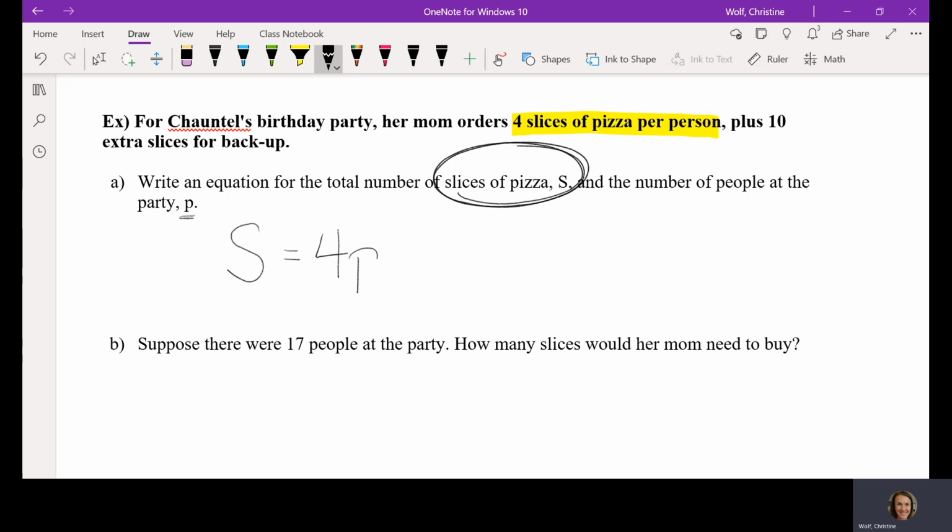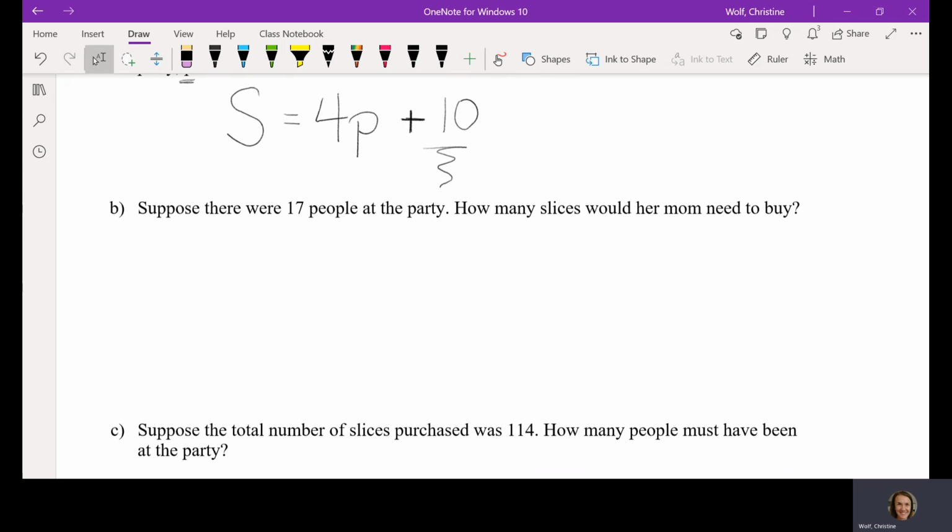4 slices per person. But then we also know that she is ordering an extra 10 pieces as backup in case someone's very hungry. So suppose there were 17 people at the party. So the people is 17. So we have slices being equal to 4 times 17, right? 4 slices for each person, and there's 17 people, plus 10. So all you do now is do bed math.